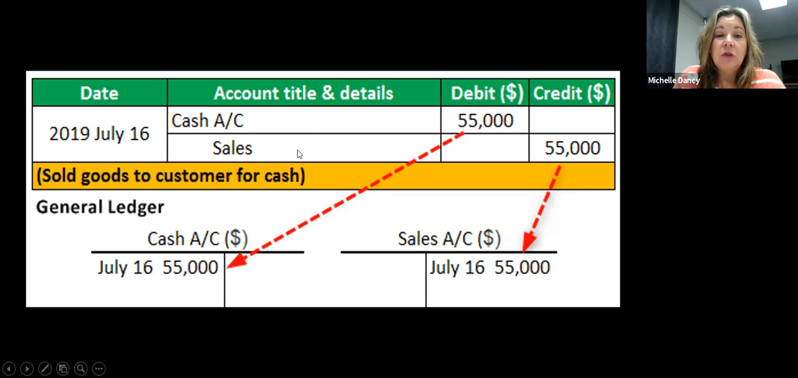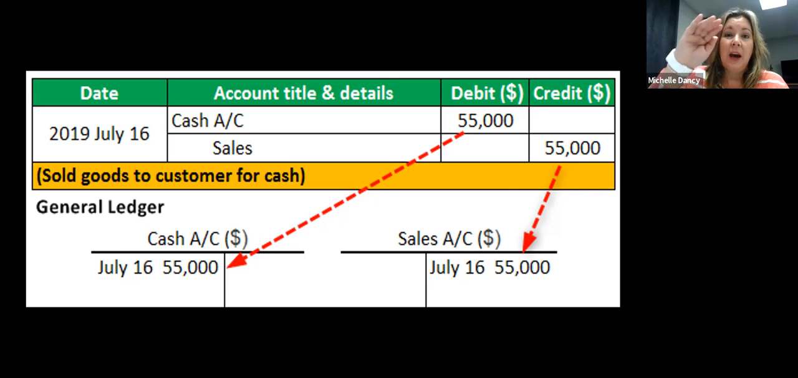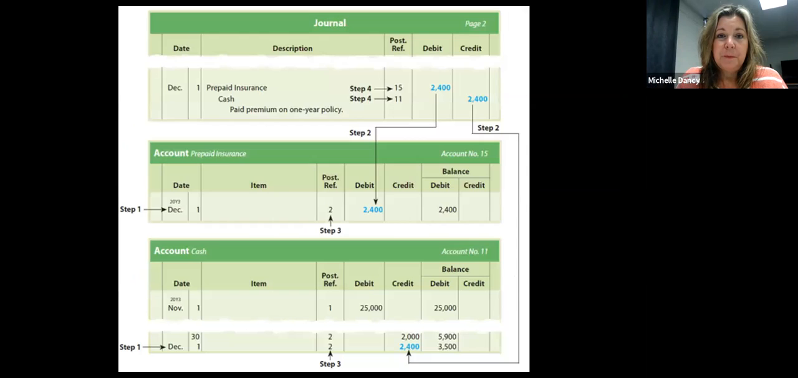So basically, our journal is a chronological list of everything that happened in our business. Our T accounts are going to be all the cash together, all the sales together, all the land, all the supplies. And so instead of giving me a chronological account of what happened, it shows me according to a specific item, cash. Let's look at another example.